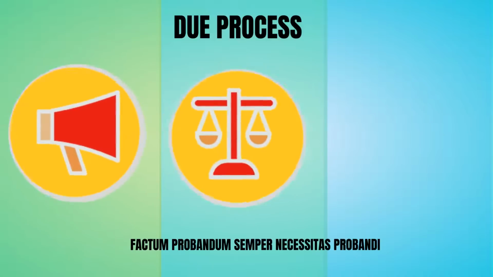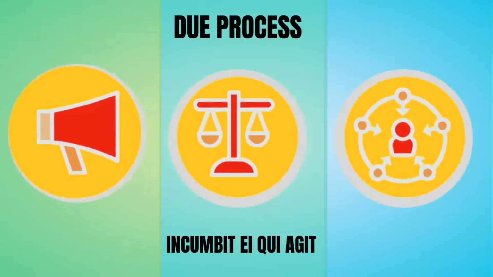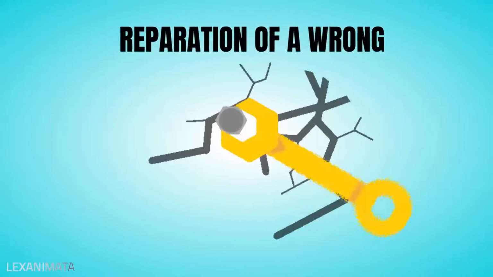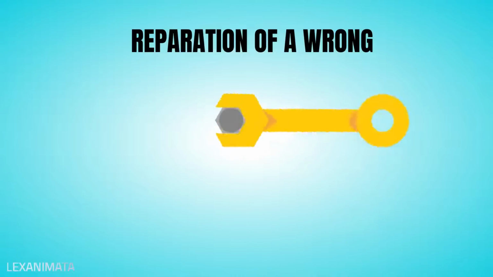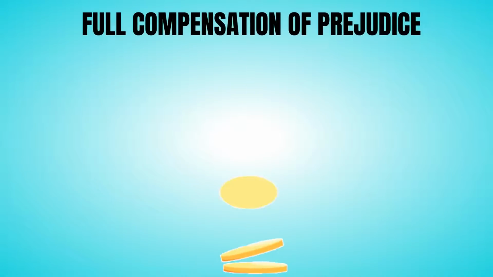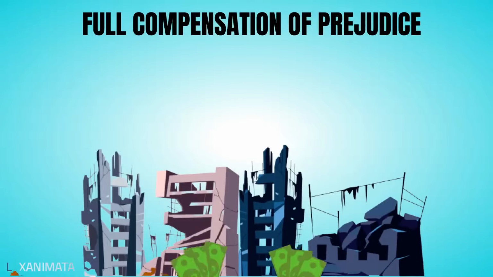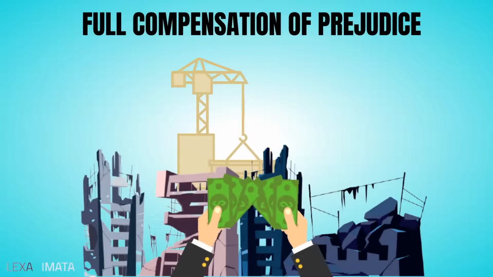There are other general principles related to due process, like the parties' rights to be heard, and to be treated equally before the court, and that the burden of proving weighs on the plaintiff. Another example of a general principle is the reparation of a wrong, and the full compensation of prejudice, by awarding to the injured party the direct loss, and the expected profits which are lost.